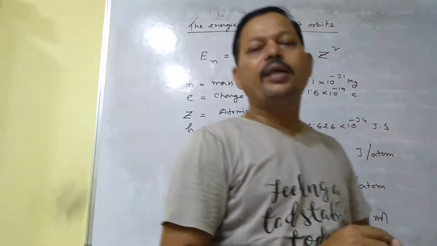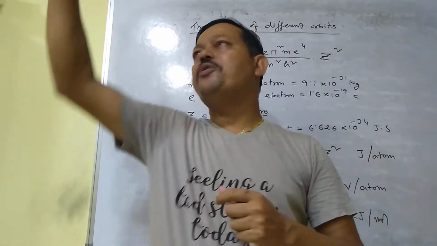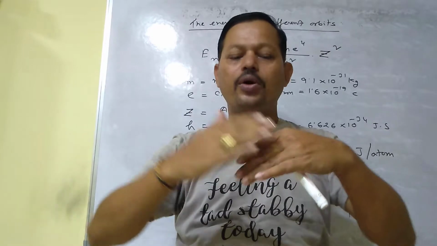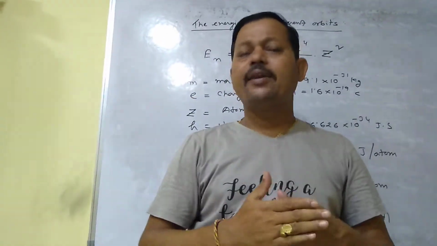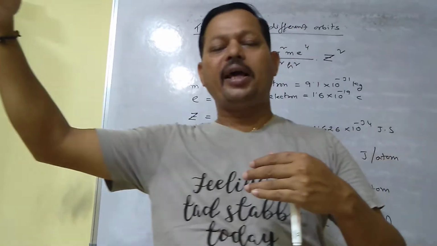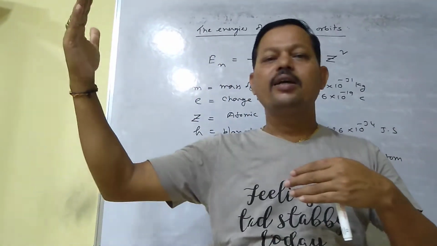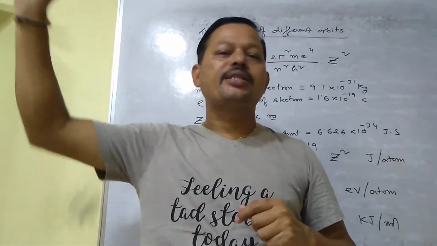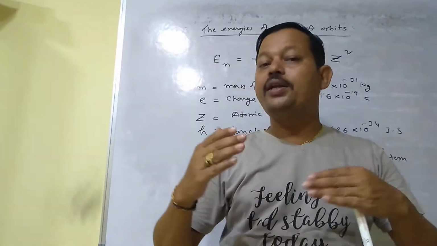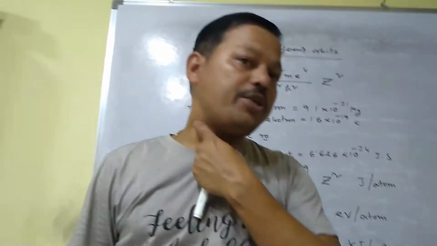Actually, when the electron is present far away from the nucleus, then there will be no force of attraction between the nucleus and the electron, and at that moment the energy of the electron is said to be zero. I mean when the electron is far away from the nucleus.